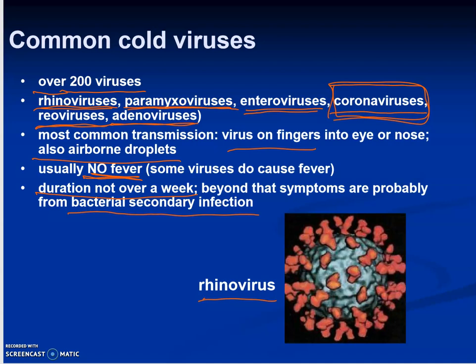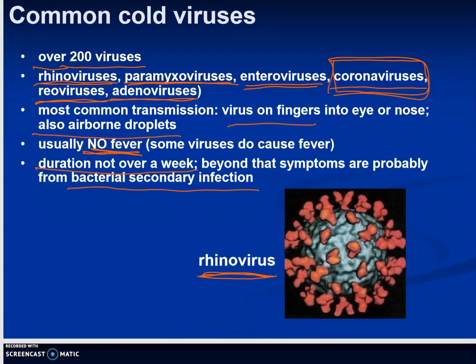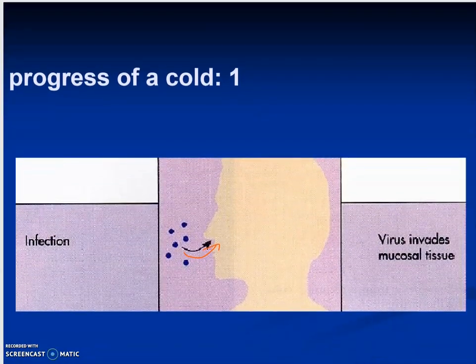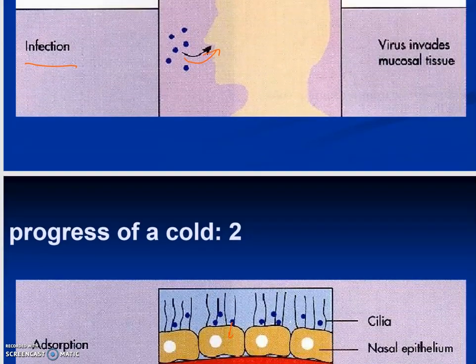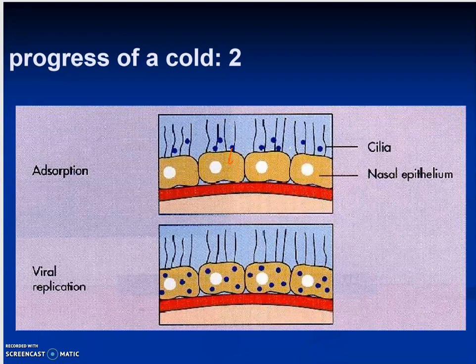So here is a rhinovirus, an image. It kind of reminds us of that coronavirus, right? So we'll get to that in a minute. Here, progression of a cold. So first you get infected, and here's this person getting infected. The virus will invade mucosal tissue. Then there's the progression of the cold.